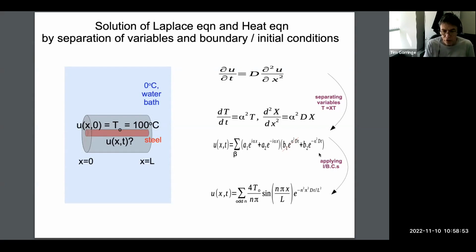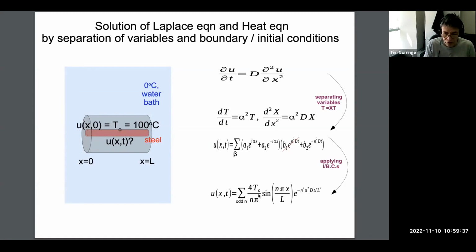Now the job is to apply the boundary conditions to pick out of this general infinite family of solutions the one solution for our particular problem. And that's what I've done here. I haven't given you any of the details, but it's just a matter of applying the fact that initially the temperature is 100 degrees Celsius everywhere, and also applying the fact that at the left-hand end and the right-hand end of the rod, the temperature is always, at all times, 0 degrees Celsius. That's sufficient to pick out of the general solution this single solution here.